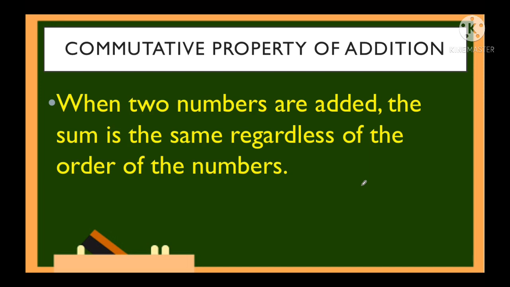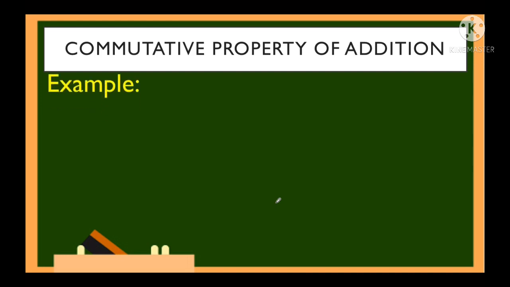This is the main rule. A plus B equals B plus A. So according to the rule, even though we change their places, that's the main term, we will change their places, the answer or the sum is still the same. Okay? Did you understand? Okay, we have here some examples. Example, we only have one actually.